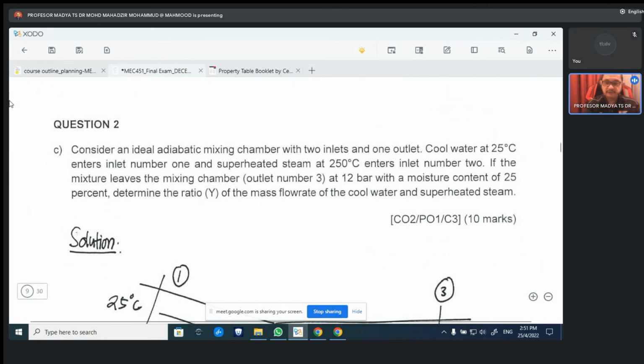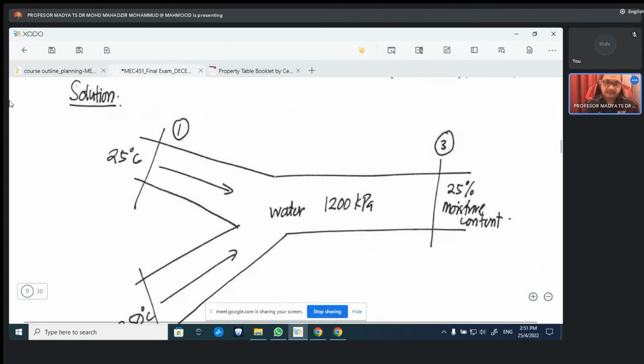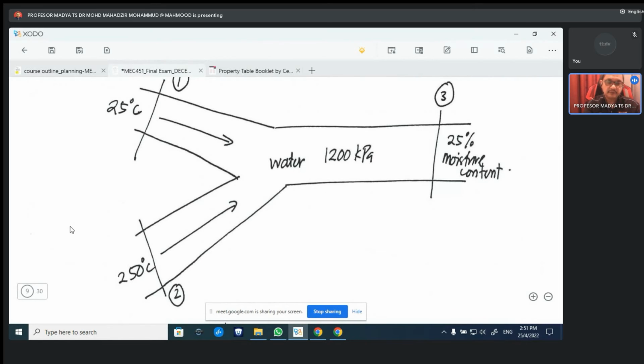Okay, so how to solve this question? As usual, you have to draw the schematic diagram or a picture for you to understand more. This is a mixing chamber. Number two is steam, number one is water, mixed together, and then it comes out at number three.